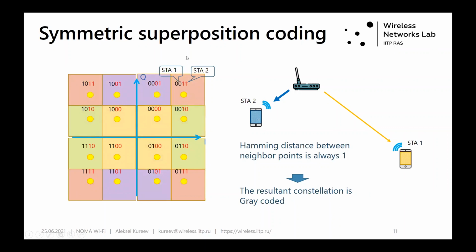So the resultant constellation is not well coded. The solution for this case is the usage of symmetric superposition coding. The idea of symmetric superposition coding is as follows. We construct the resultant constellation of the NOMA frame in such a way that the Hamming distance between neighbor points is always 1. You see here, we consider these two neighbor points as in the previous case, and we see that it is 0000, and here is 0100.